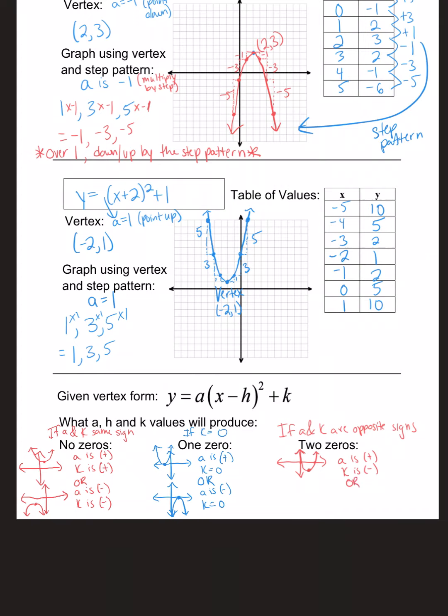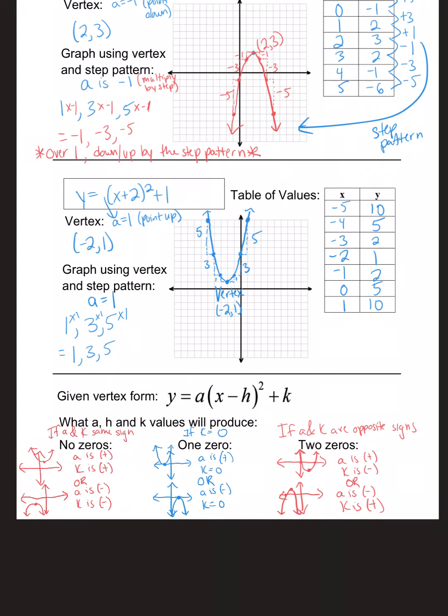The other scenario might be, what if a is negative and k is positive? We're going to see the same kind of thing happen here. If k is positive, we're going to go over something and up something, right? Because my k value is positive. But then my a value tells me it's going to point down because it's negative. So again, we're going to cross that x-axis 2 times. So we'll have 2 zeros.